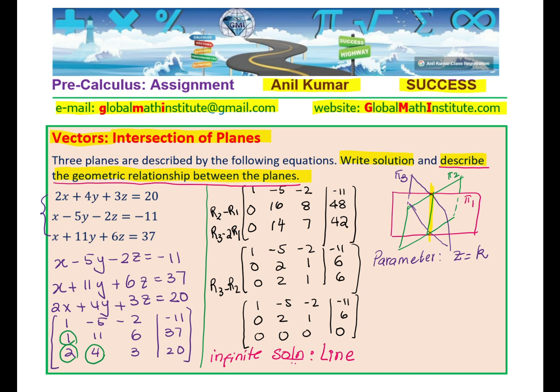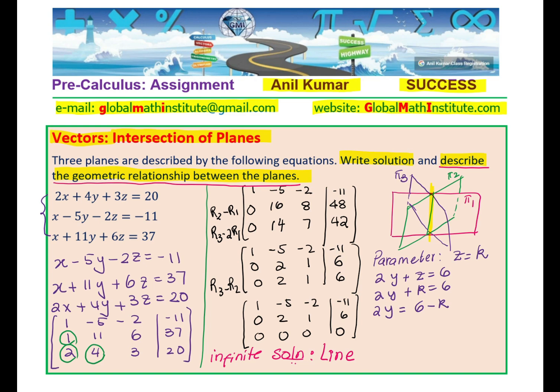Now from the second equation we have 0, 2, 1, 6. Let's rewrite in the form of an equation. We get 2y plus z equals to 6, right? So where we know z is k, we get 2y plus k equals to 6. Correct. So we get 2y in terms of 6 minus k.